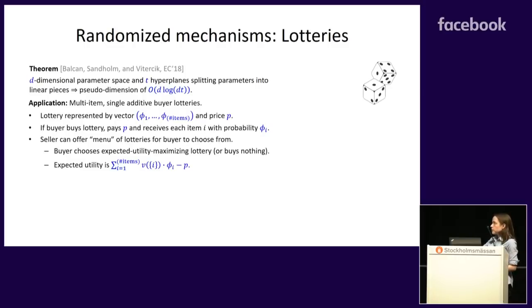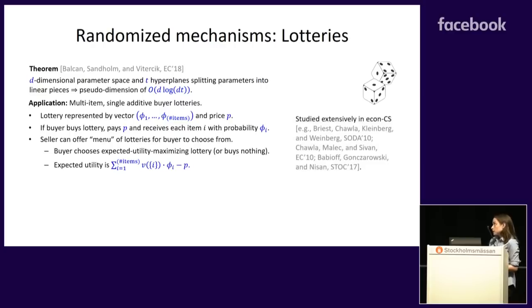And his expected utility is just the sum over all items of his value for the item times the probability that he gets that item, minus the price. So he's just going to choose to buy whichever lottery maximizes his expected utility. Lotteries have also been studied very extensively in Econ CS. And what we prove, and I won't really go through this, it follows the same intuition as the previous slide, is that the dimension of this space is number of items plus 1 times the length of the lottery menu.